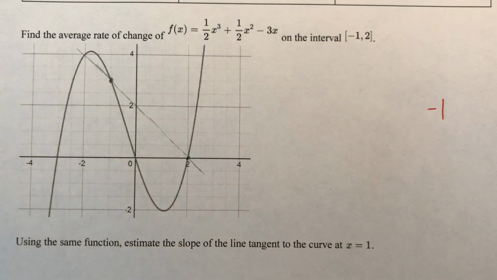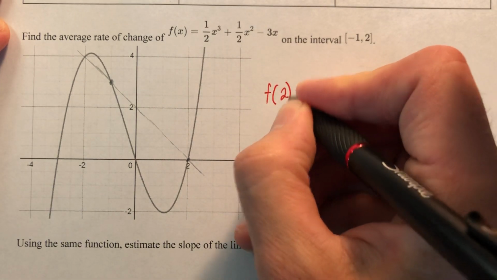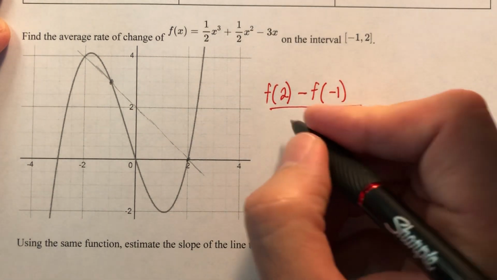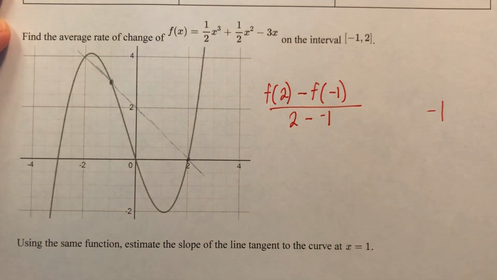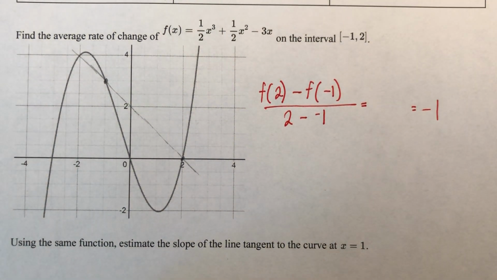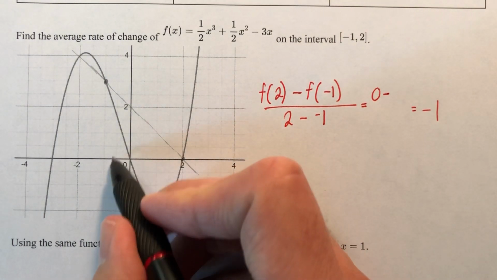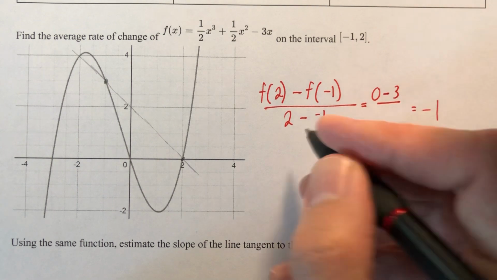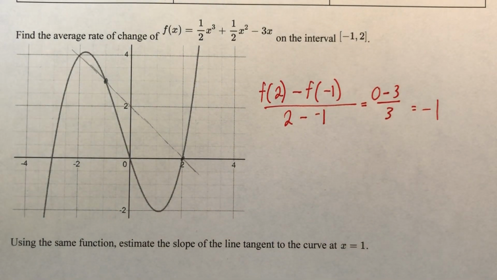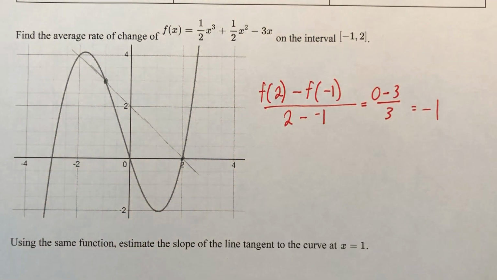If you're really into this sort of thing, you could find y2 minus y1 over x2 minus x1. You could do that, and this will lead you to the exact same place. So f of 2 is 0, f of -1 is 3, 2 minus -1 is +3, and that gives me -1. Okay, same thing. It's going to give you the same thing either way. I just wanted to show you graphically what it looks like and algebraically what it looks like.